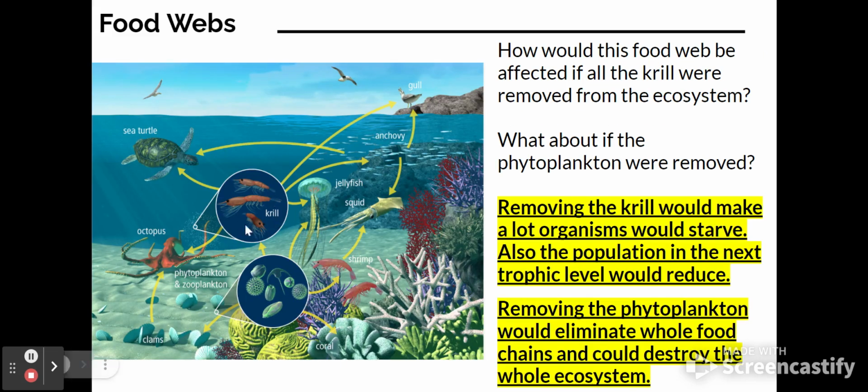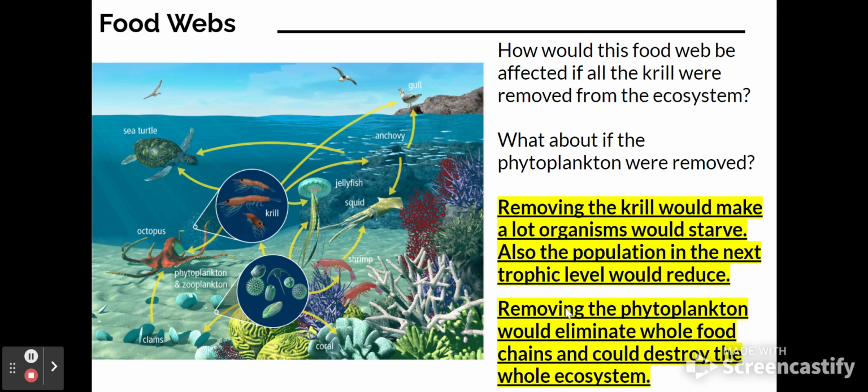So if we remove the krill, we would make a lot of organisms starve. Like the sea turtle relies on the krill for food, and that's the only thing it eats. We've got the jellyfish, the gull right here. Let's see, the anchovies eat the krill as well. So if we, for example, destroy the krill, the anchovies wouldn't have food, and the sea turtle wouldn't have food at all, because there's no anchovies, there's no turtles.